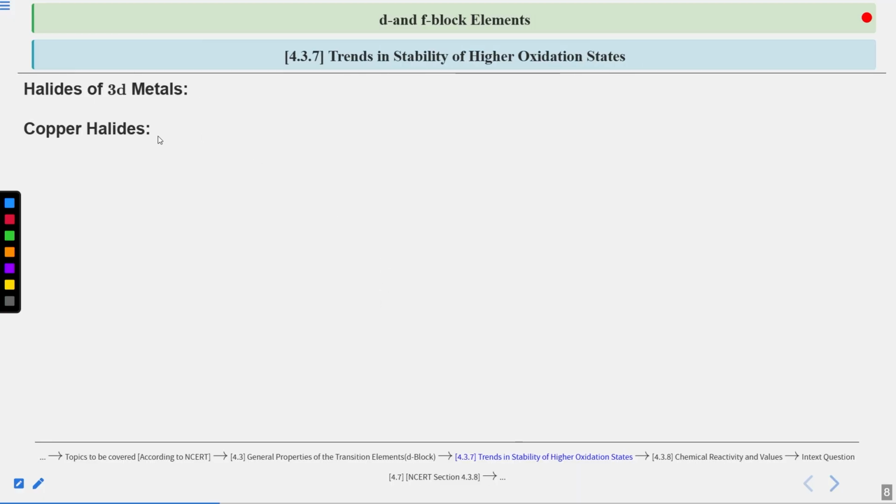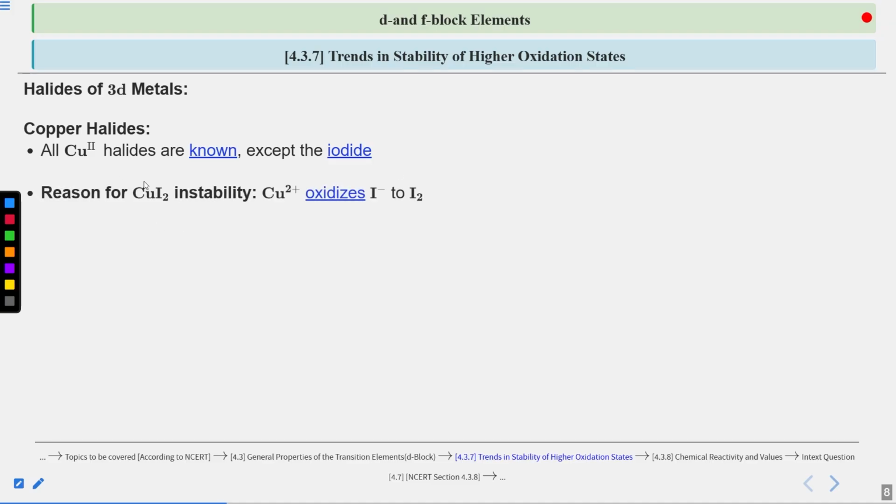Now copper halides. So all the copper +2 halides are known except the iodide. Okay, so copper exists in the +2 oxidation state. Now every halide is formed in the copper +2 oxidation state except iodide. So copper in +2 oxidation state combines with every halogen except iodine.